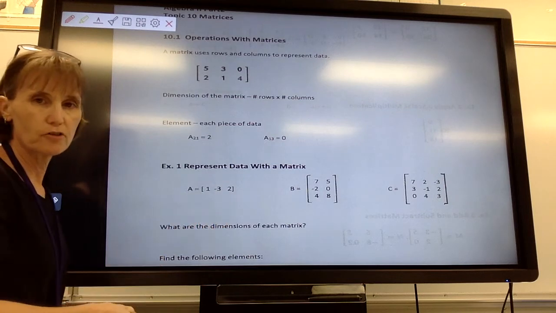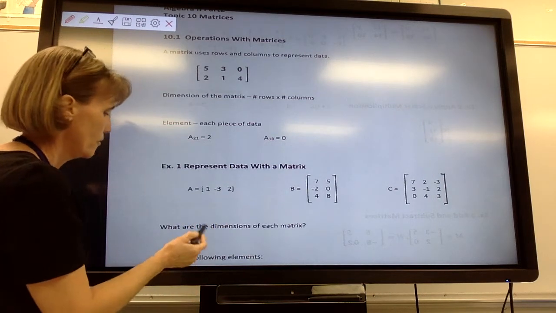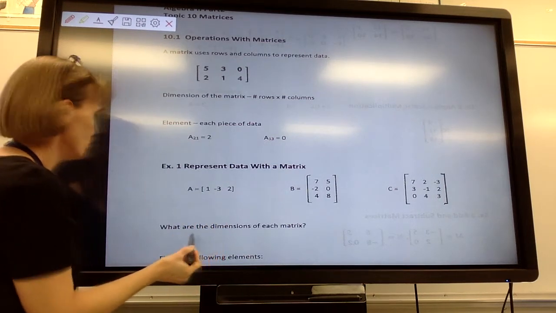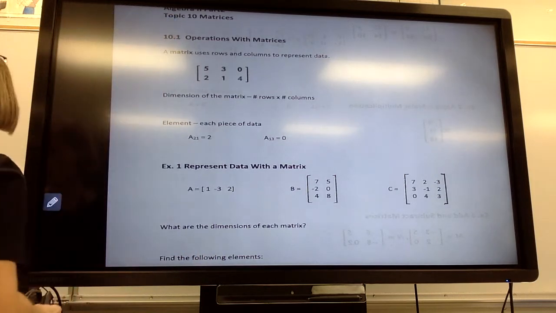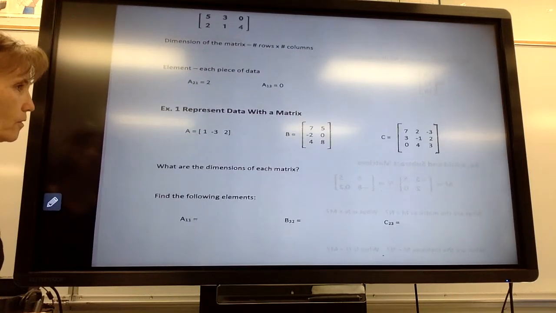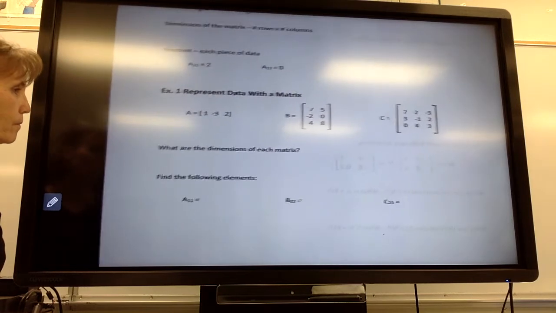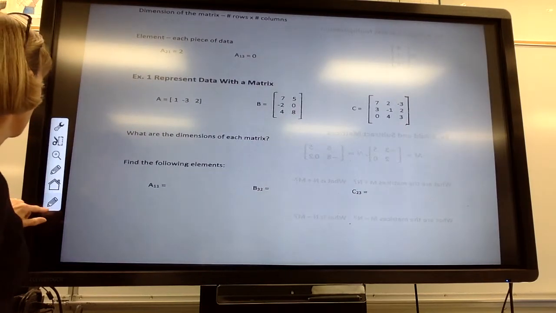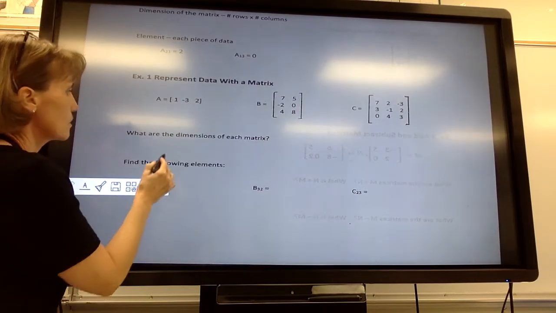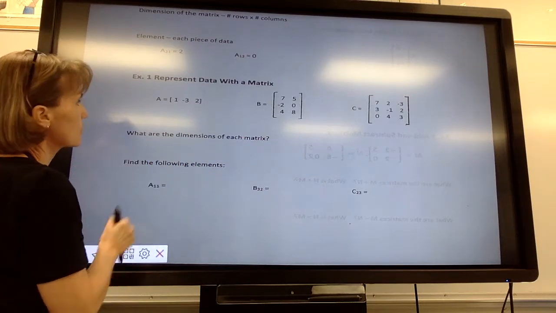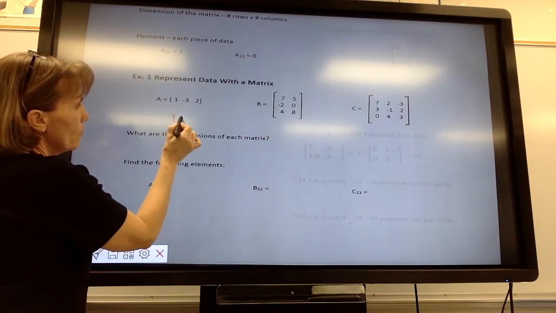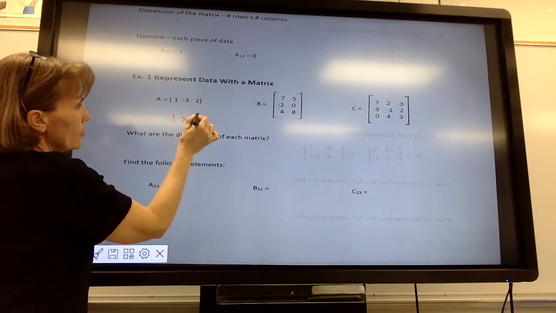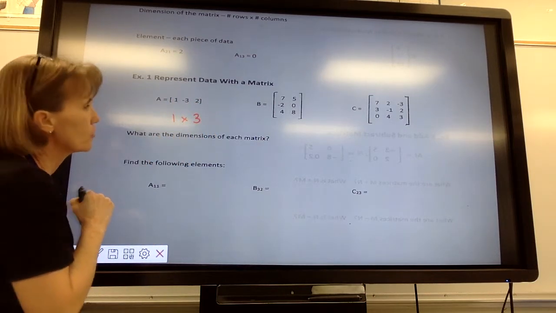So we got some different matrices here that you might be working with. If I'm asking you for the dimensions of each one, let me move this up so you can see the full. If I first am asking you for the dimensions, it says what are the dimensions of each matrix? Well, this has just 1 row, but when we think vertically, it has 3 columns. So that's a 1 by 3 matrix.